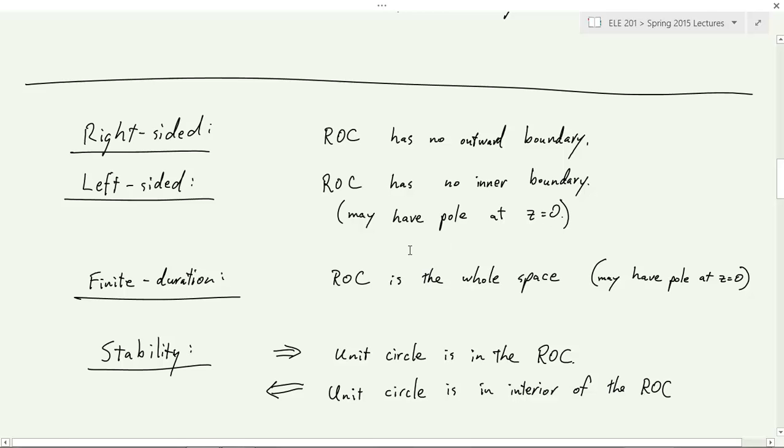Now, similarly, if something has finite duration, we know that the region of convergence should be the whole space.